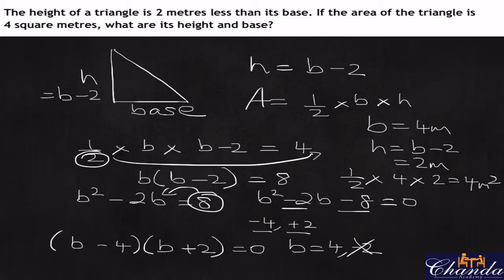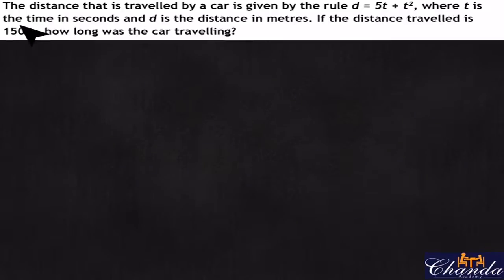You can, in fact, double check your answers. Okay, moving to the next question. So this question says, the distance that is traveled by a car is given by the rule d equals 5t plus t squared, where t is the time in seconds and d is the distance in meters. If the distance traveled is 150 meters, how long was the car traveling?